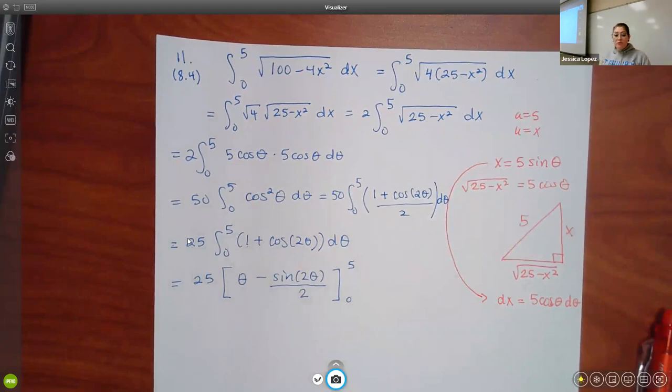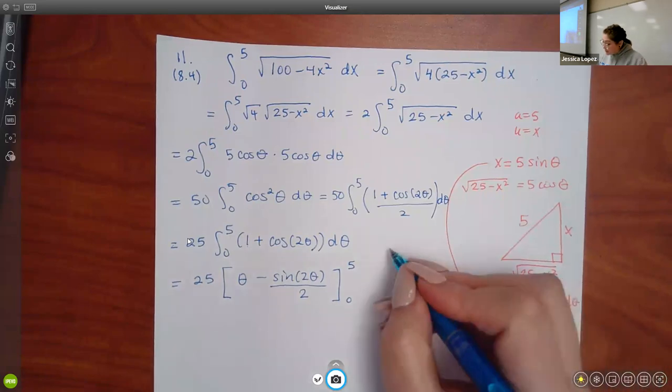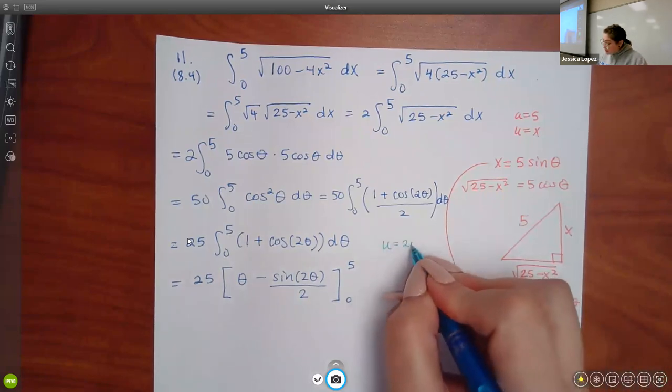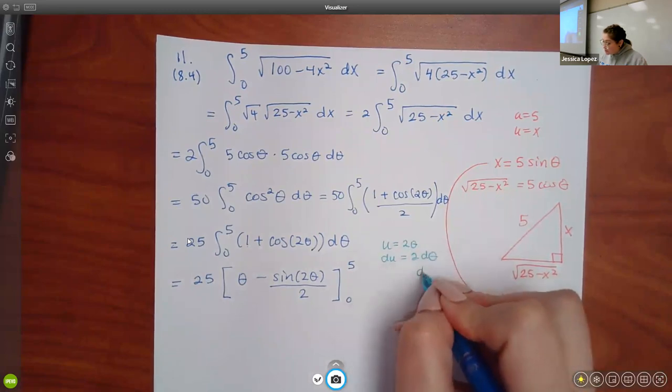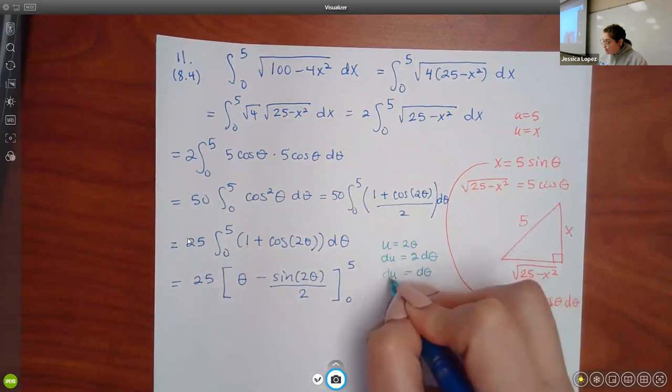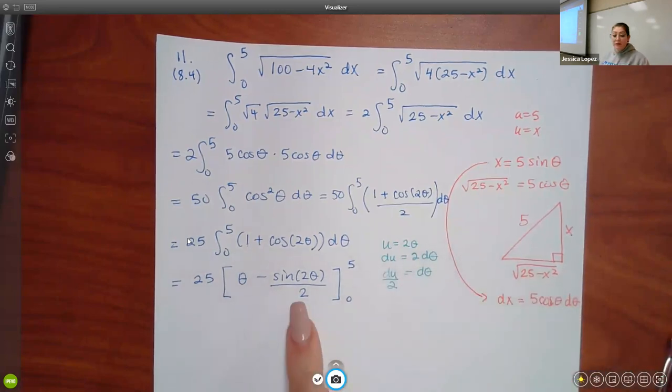So if I let u equal to theta, then du would be 2 theta, right? Or 2 d theta. I can write it here, but I'm not going to do it. So u equals 2 theta, then du would be 2 d theta. So d theta should have gotten replaced by du over 2, which is why I have a 2 down here. I just didn't do the actual substitution and then the back substitution.